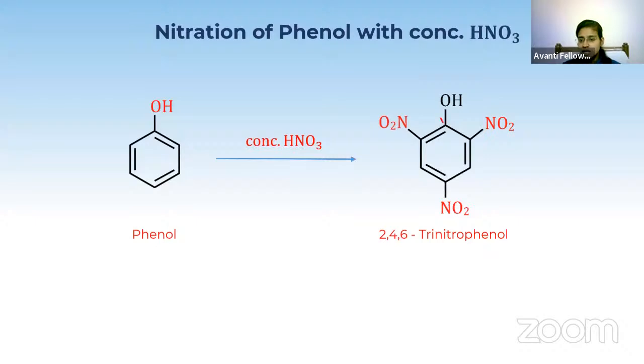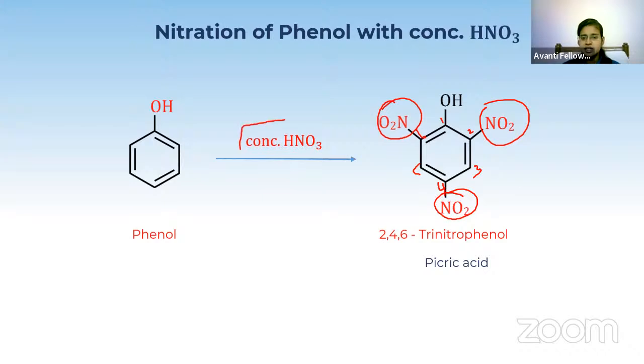So we get a tri-substituted product and we have to number this. The OH-attached carbon is numbered 1, then 2, 3, 4, 5 and 6. So it is 2,4,6-trinitrophenol. This is the IUPAC name. And the common name of this compound is picric acid. So this is all about the reaction with concentrated HNO3.